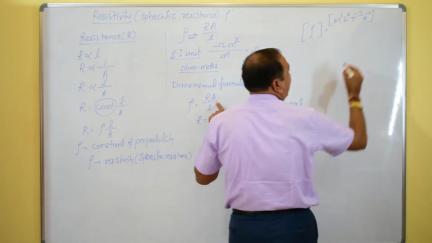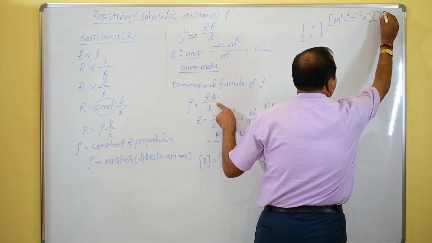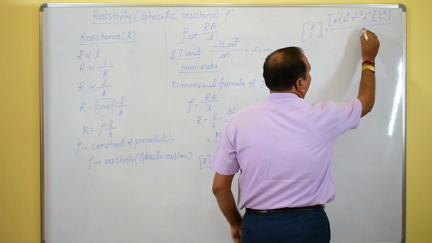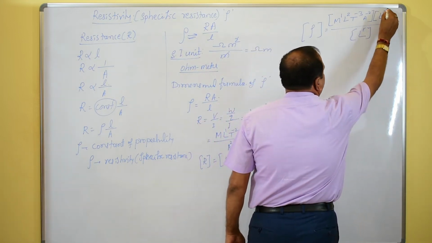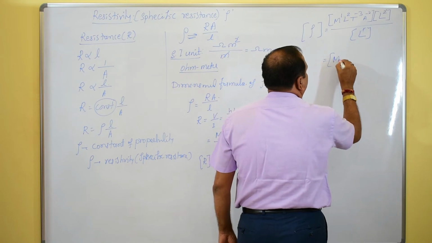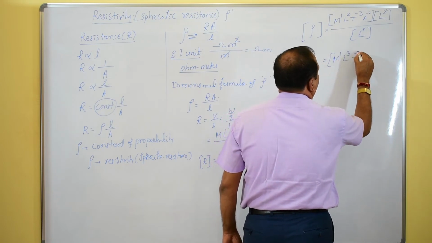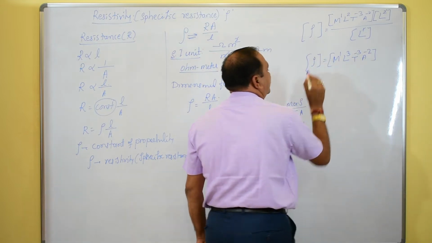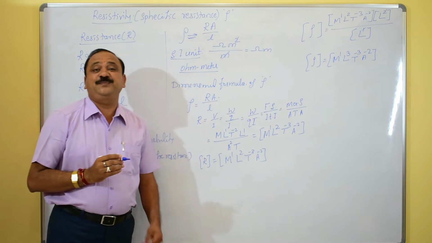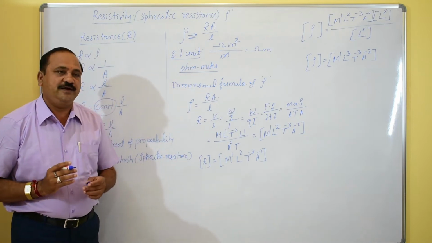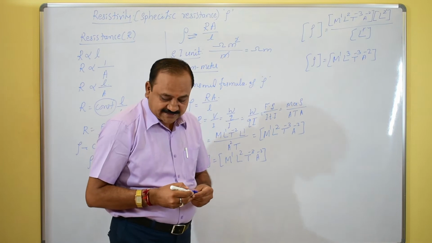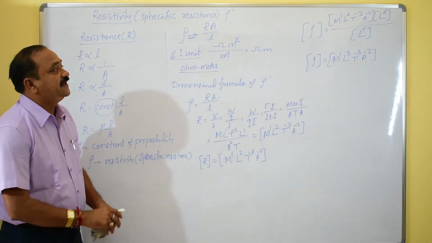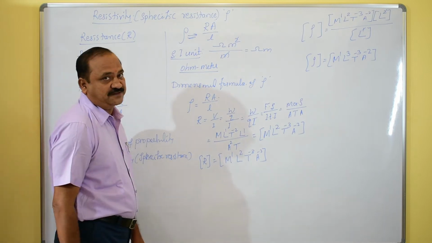This is area. That area is L2. Then L, this is L1. See, they get cancelled. Then it is M1, L3, T minus 3, A minus 2. This is the dimensional formula for this rho. It's the specific resistance, we call it now. The dimensional formula for this specific resistance is M1, L3, T raised to minus 3, A raised to minus 2.